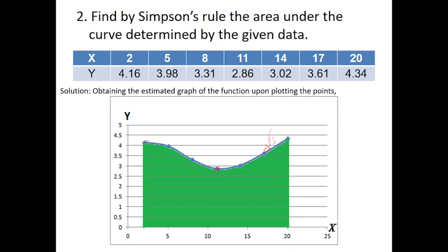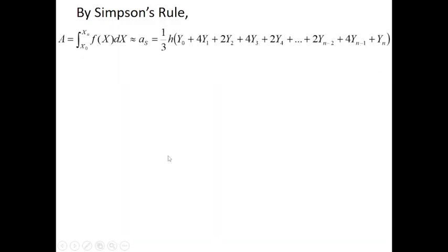So we're gonna use Simpson's rule to estimate the area below the graph of the actual function. Okay, so we proceed. So by Simpson's rule, this is the area.